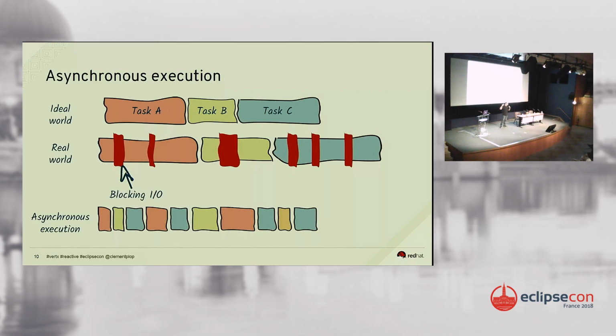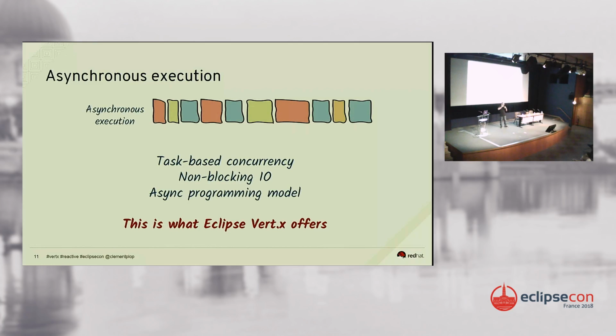The asynchronous execution model is going to divide your task into chunks and always make progress because it relies on non-blocking I/O. However, for this, you need task-based concurrency and an asynchronous programming model. This is what Eclipse Vert.x is about.